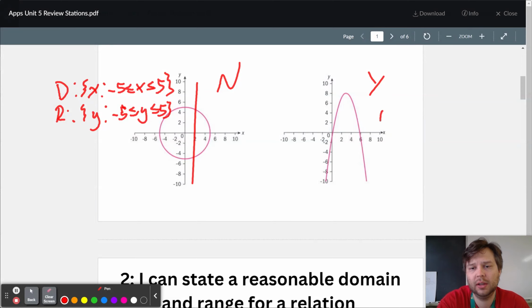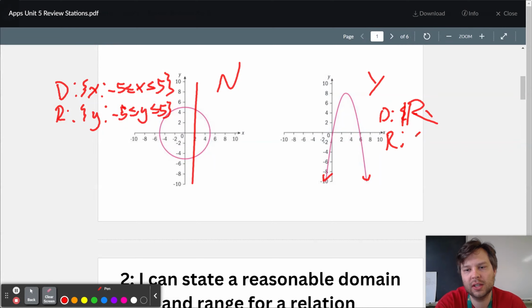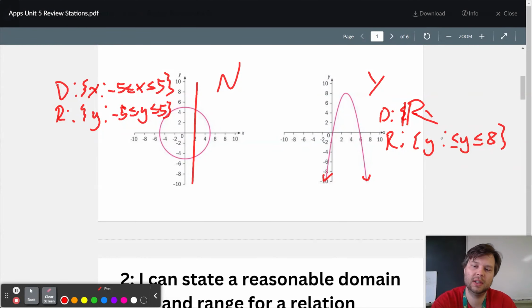On the last one here, the domain is all real numbers for the x's, so I could just write this a little faster, because my parabola never stops going to the right and it never stops going to the left. The range is the set of y values such that y is smaller than or equal to 8, because that's the vertex and it never goes above that point. It's optional, it's not necessary, but you can also put a negative infinity on that side to show that you understand that it goes down forever.